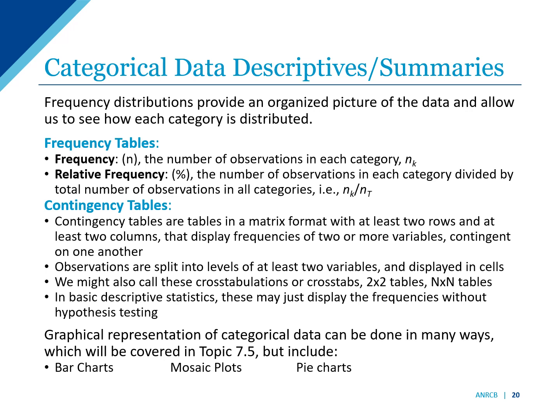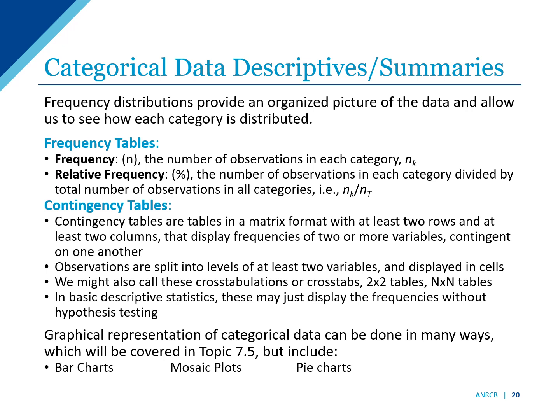Frequency distributions provide an organized picture of the data and allow us to see how each category is distributed. Are the values concentrated in one area? Are they spread out across the entire nominal or ordinal scale? There are several tools that can be used to present categorical data. Most often we use frequency tables and bar charts for nominal and ordinal data.